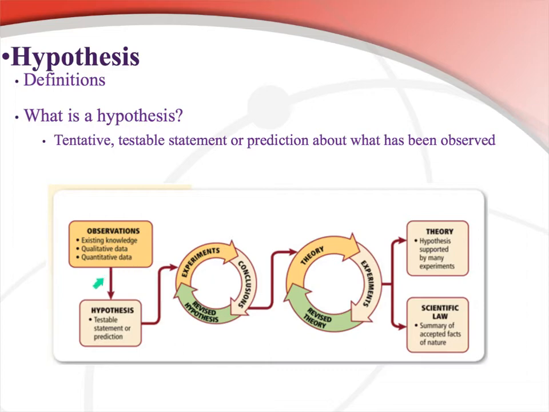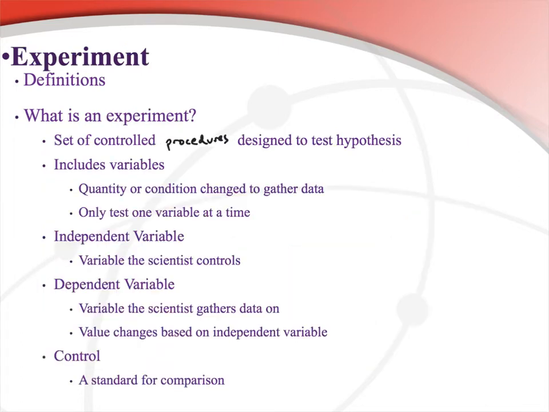So after you've had an observation, it will lead you to a hypothesis. This is a tentative, testable statement or prediction about what has been observed. Okay, tentative meaning that we can change it. Okay, if something is scheduled tentatively, that means that date is changeable. Testable meaning we have to have a way of testing it. So you can't have a hypothesis that's untestable. So you can't make up something about ghosts being responsible for things because we can't test that. Okay, about what has been observed. So it's about the observations that you witnessed.